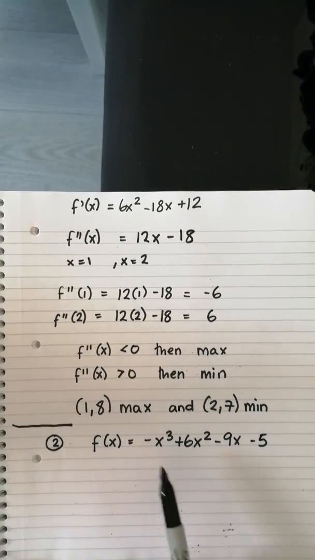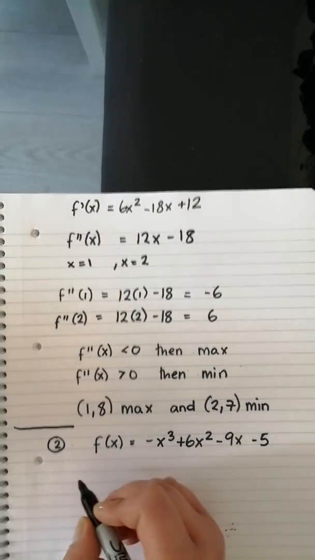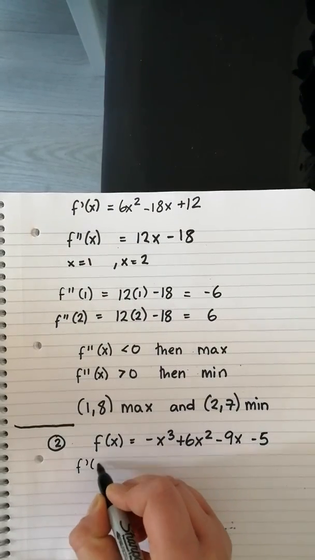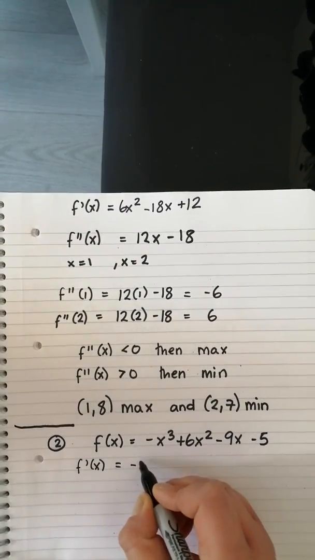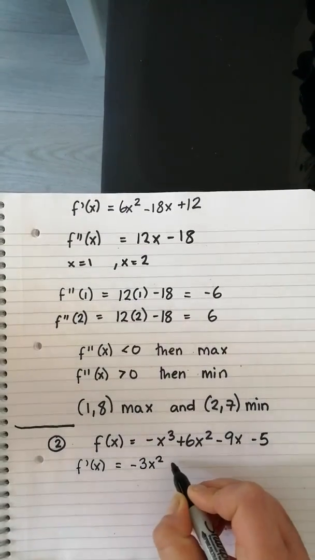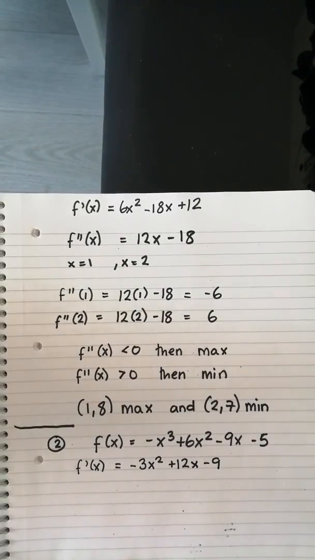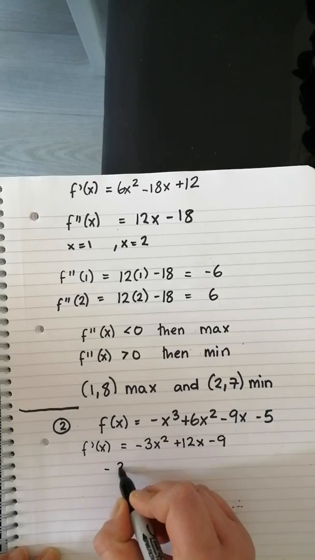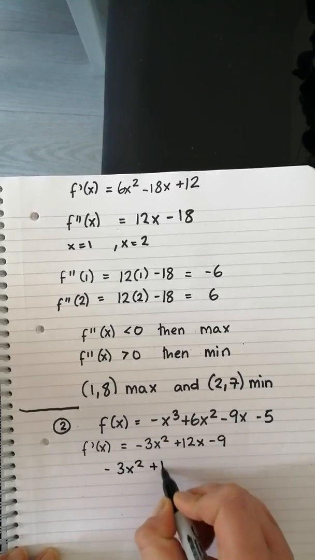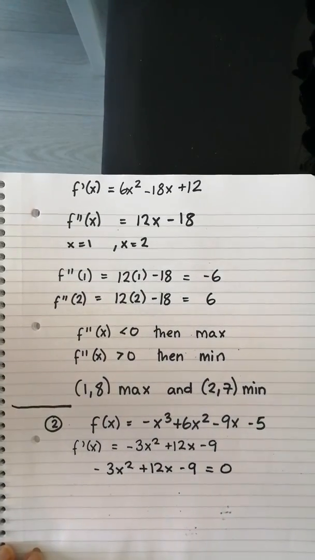Okay, and we want to find the turning points of this function and state their nature. So f prime of x, the first thing we have to do is to differentiate. We'll get minus 3x squared plus 12x minus 9. Now we set that equal to 0 and solve for x. So minus 3x squared plus 12x minus 9 is equal to 0.